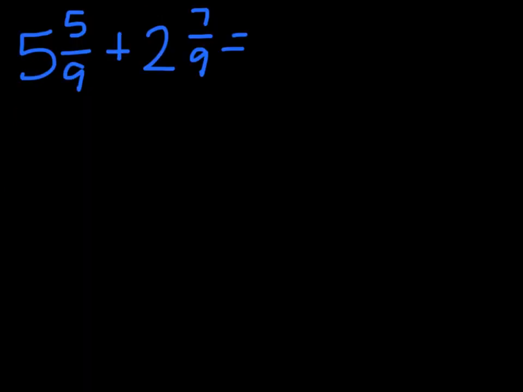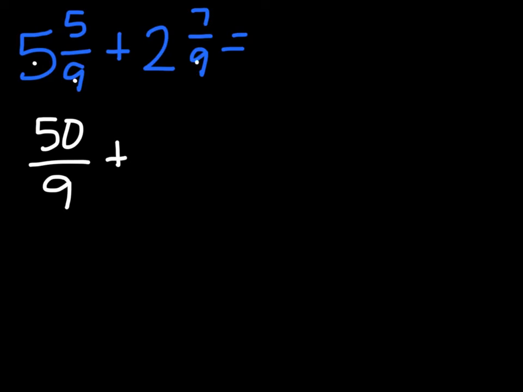All right, folks. Now let's add some mixed numbers. The first step when you want to add mixed numbers is to convert the mixed numbers into improper fractions. So 5 and 5/9 will become an improper fraction, and we calculate that by taking 5 times 9 to get 45, and then we add the numerator 5 to get 50, and we place that back over our original denominator, so 50/9. We repeat the same process with 2 and 7/9.